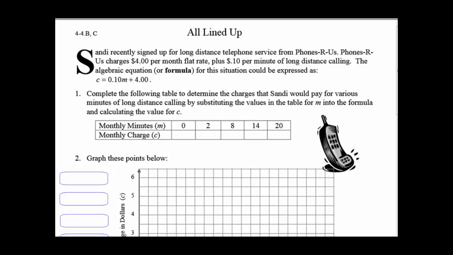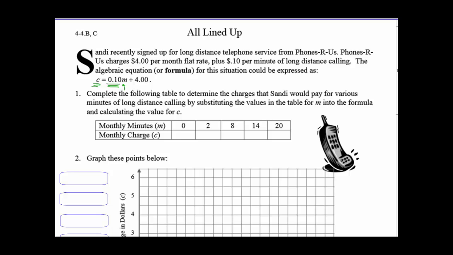All lined up. Sandy recently signed up for a long-distance telephone service from Phones R Us. The Phones R Us charged $4 per month for a flat rate plus 10 cents per minute long-distance phone call. So the algebraic formula that we came up with is the cost of the phone call is equal to the amount times the number of minutes that we use, the M, and then add that $4 per month charge.